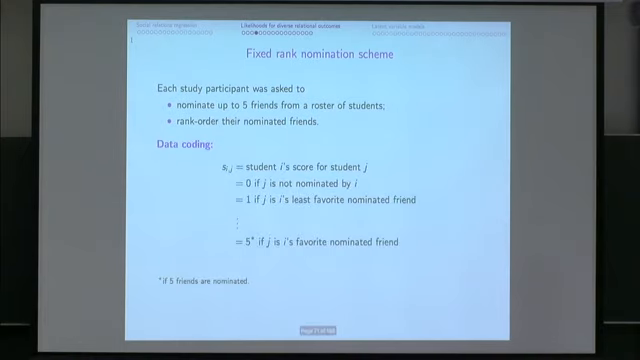Okay, so what are the data? So I'm going to code these data as follows. So Sij is student i's score for student j. So we're going to say Sij is 0 if j is not nominated by i. Okay, it doesn't mean that i doesn't like j. It means that j is not in their top 5. That's all it means. And so we're going to have a 1 if j is i's least favorite nominated friend, and their best friend is given a 5. However, some students didn't nominate 5 friends. Okay, so some people only nominated 3 friends. Okay. All right. So these data are not binary.